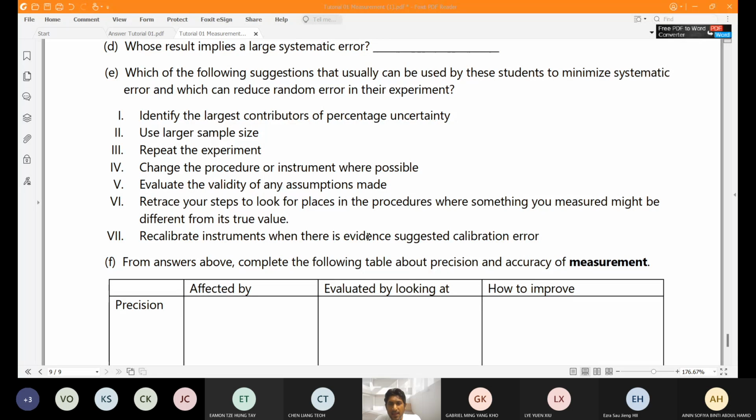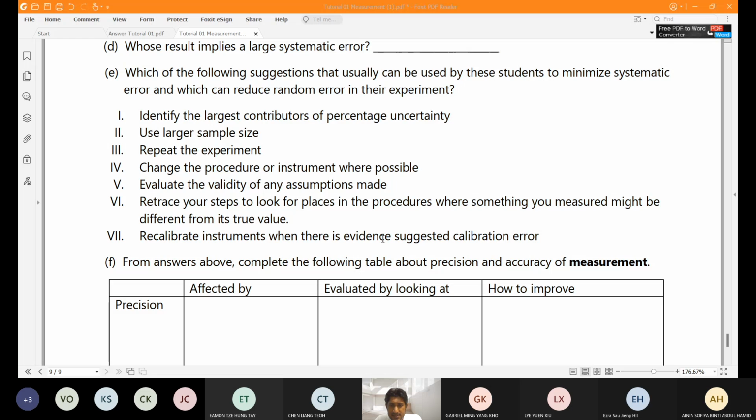Both systematic and random error are involved in this process. We are trying to reduce the systematic and random error, right? Evaluate the validity of any assumptions made, then we can remove the systematic error in that way. And so on. Calibration of instrument, if there is evidence suggesting calibration error. By this way we can remove the systematic error.